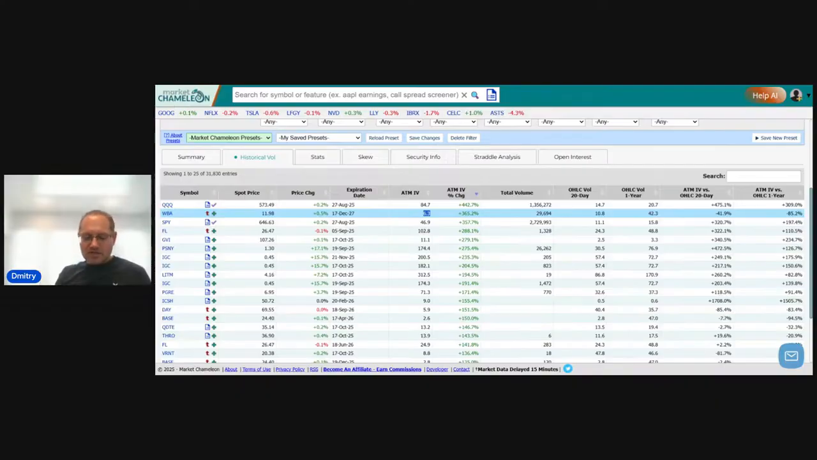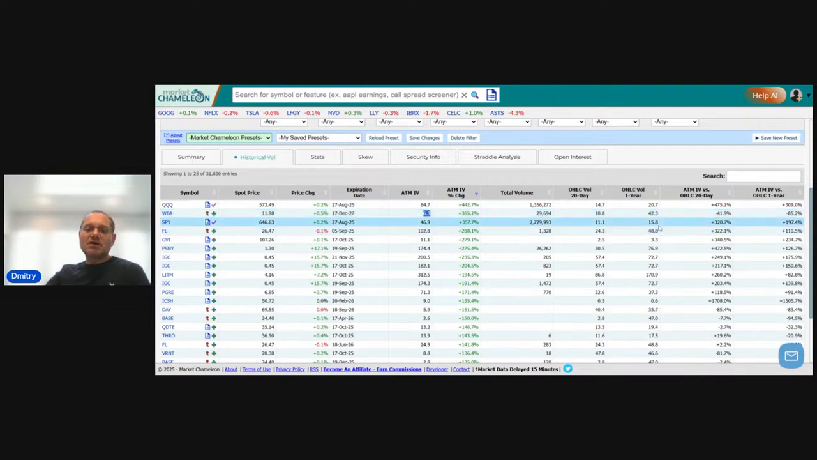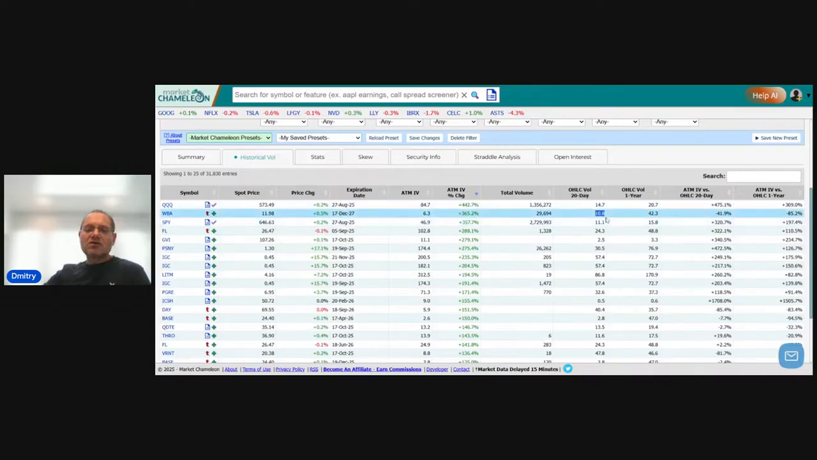Well, we could look at the last 20 days volatility of the stock and see how that compares to the forward-looking volatility, or we could look at the last 1 year volatility and compare that. So for example, here, the 20-day volatility of WBA was 10.8, but the forward-looking volatility is 6.3. The 1 year volatility is 42.3, while the forward-looking one is 6.3. So this is a large discount, right? So now to the historical vol.